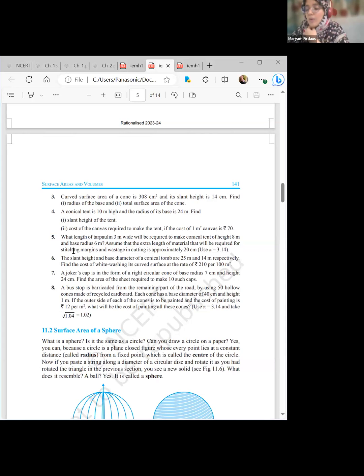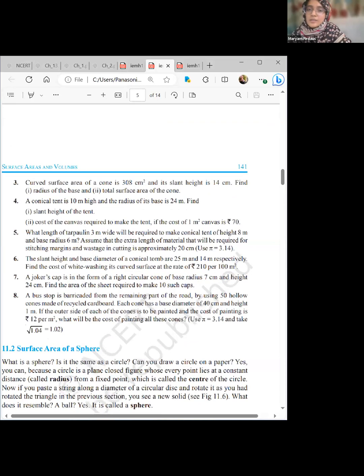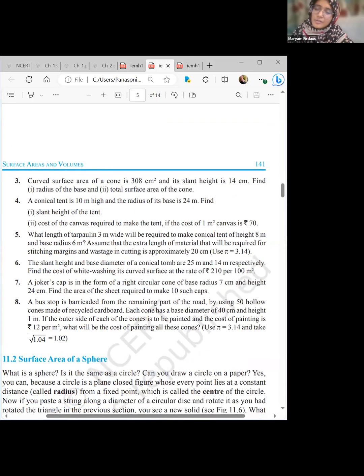Okay, good. So what are they saying? What length of this material, which is used to make tents, 3 meters wide, will be required to make a conical tent? So first of all, let's forget about the material. Let's first bother about the conical tent. The details they are telling us are: height is equal to 8 meters, base radius is equal to 6 meters.